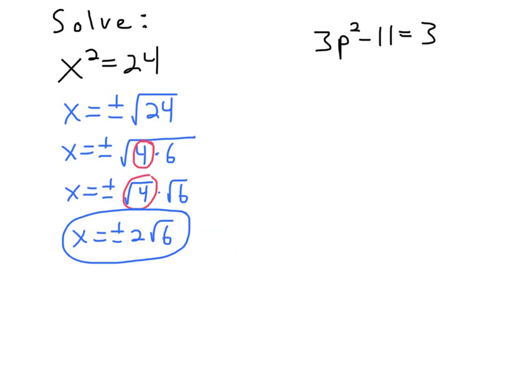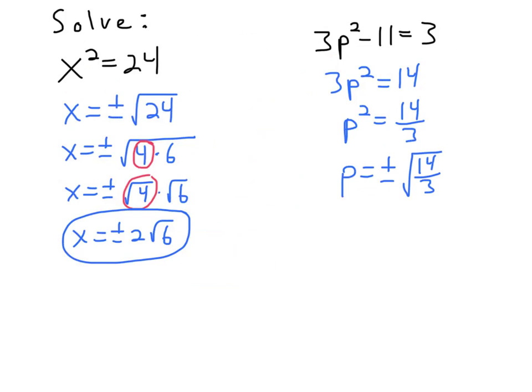Now in this other example, the first step would be to get the p squared to be alone. All right, so this p squared needs to be all by itself on the left side of the equation. So first you'd add 11 to both sides. So 3p squared would equal 14. And then divide both sides by 3. So p squared equals 14 over 3. And then at this point you can say p would be the positive or negative square root of 14 thirds.